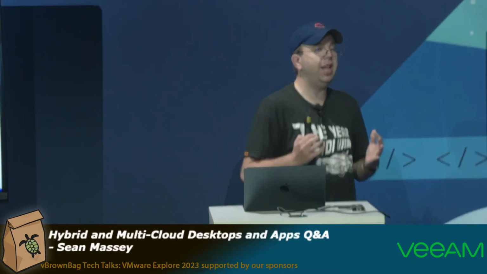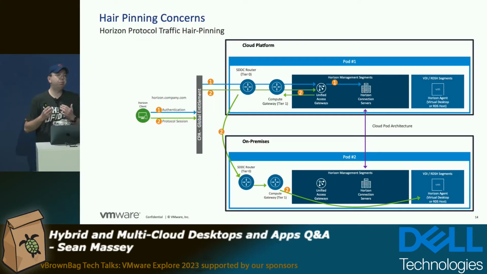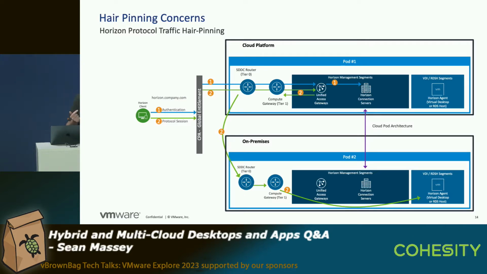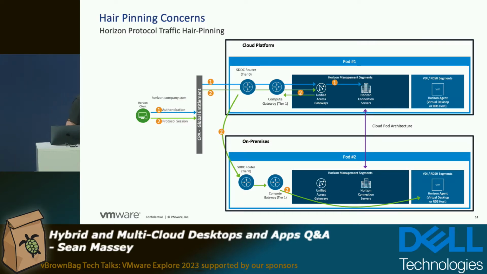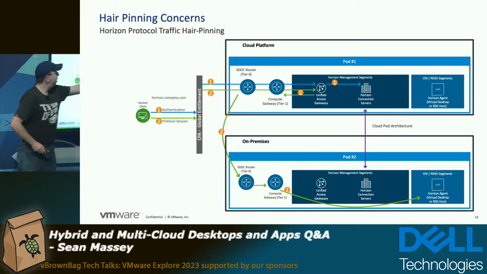When we talk about hybrid and multi-site, there's one other constraint that gets layered on top of this, and that's protocol traffic hairpinning. With Horizon and Cloud Pod architecture, which is our main method of doing site-to-site pairing between Horizon environments, if my user connects to a global load balancer and it directs them to one site, they're going to hit the UAG on that site and authenticate. But if their desktop is in another site, their whole traffic flow is going to be sent back out the T0 and through.